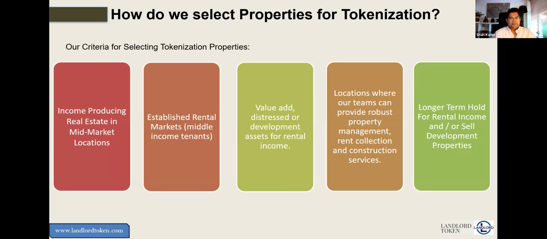The individual properties that we focus on are properties where we could add value. And these could be underperforming properties or distressed properties. And when I mean distressed properties, we're talking about financially distressed properties or physically distressed properties. What we do with these properties is that we turn them around, and then we allow the building to create a steady rental income for us and for our token holders.